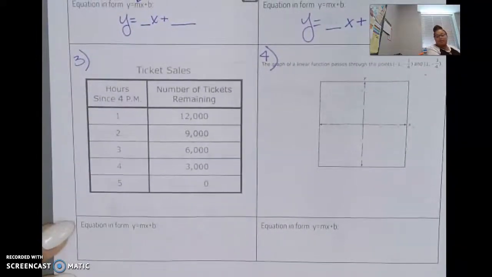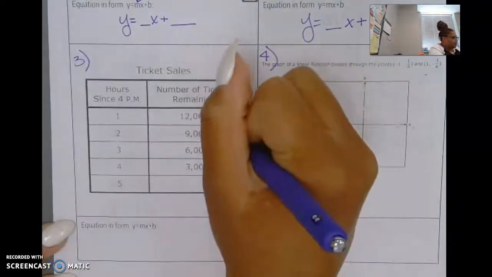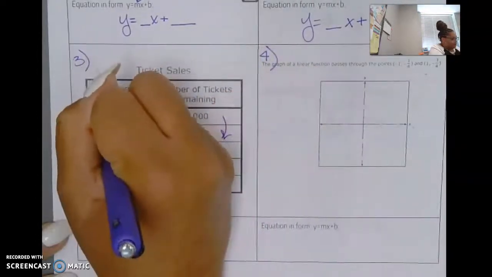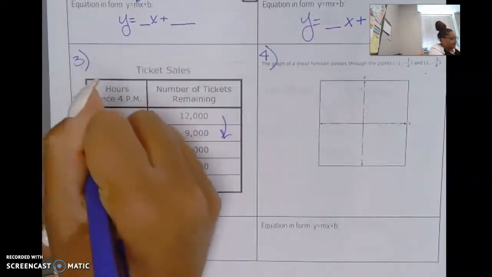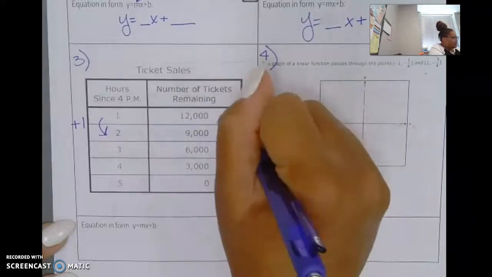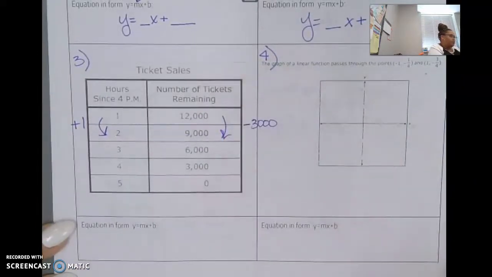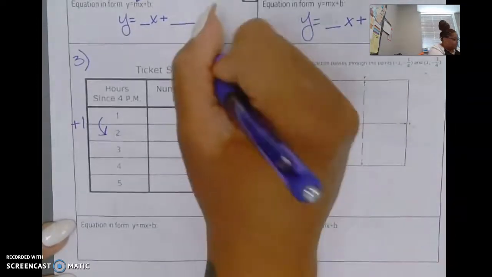Ticket sales. y equals mx plus b form. So I need to find the rate of change. How many does it take for me to get from here to here and from here to here? Over here, I am adding 1. Over here, I am subtracting 3,000. So that's my rise over run. And obviously, it is decreasing.